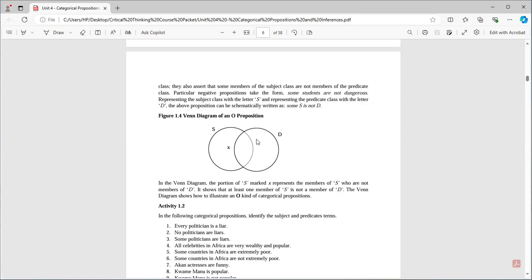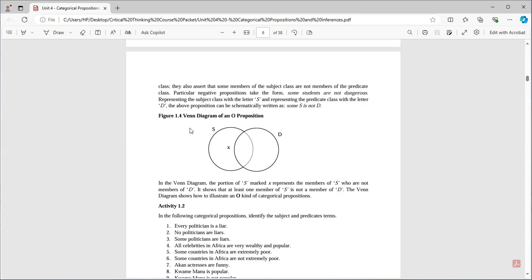So here they are members. Here, where we have not, we put the X, they are not members. If we shade here, we'll make a mistake. It means we are simply saying that some members of S are not members of D. That's why we shaded it. We cut it off.